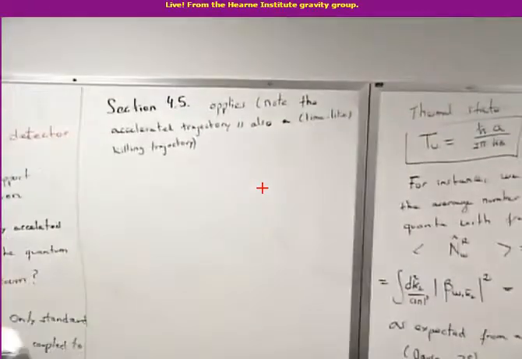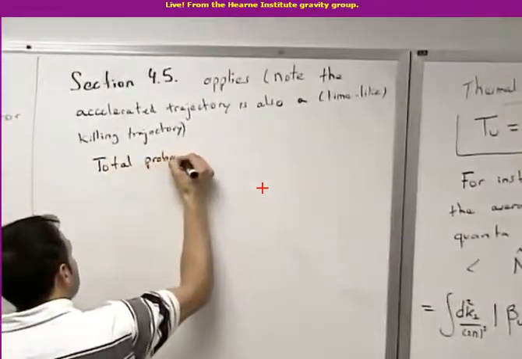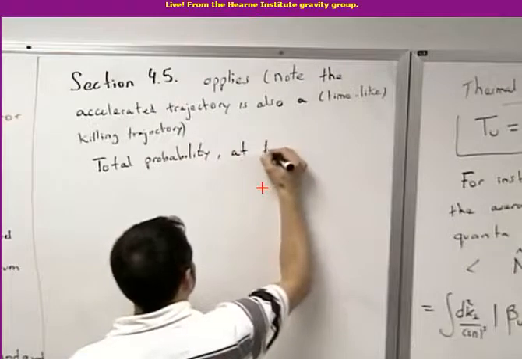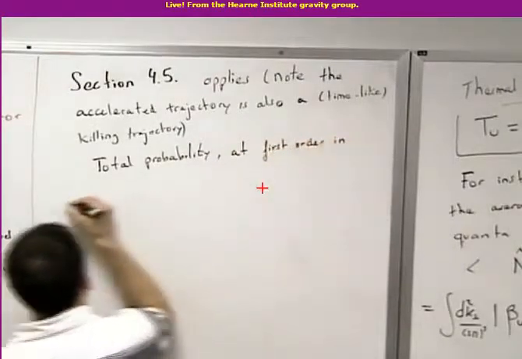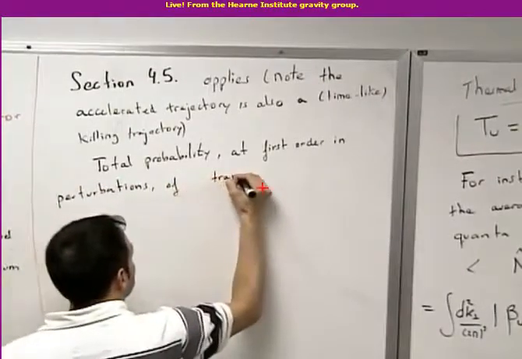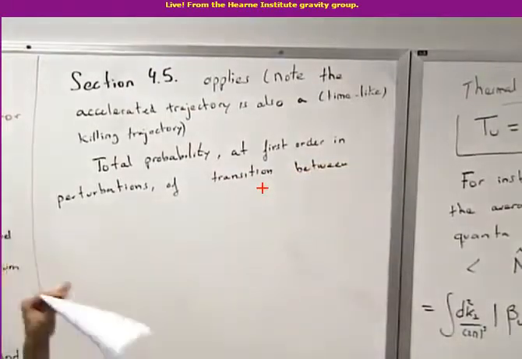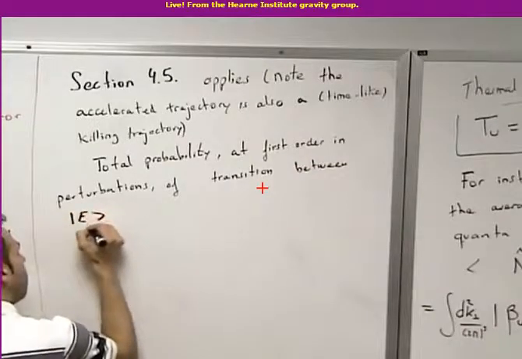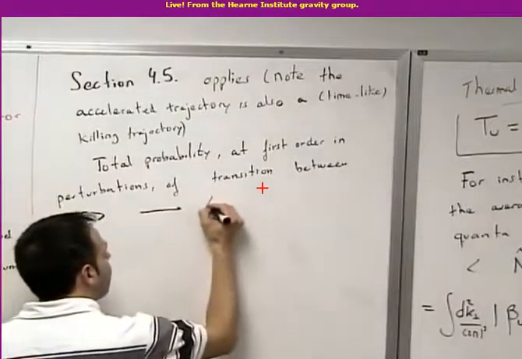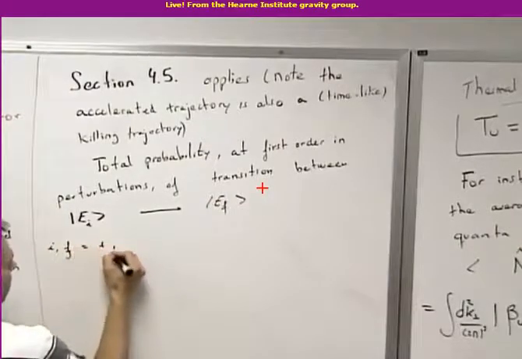So go to section 0.5, and there we computed the total probability at first order in perturbations of transition between, remember we had a detector with two energy levels, so I want the detector to go from the initial state, which can be the ground state or the excited, well, can be any of the two, to the other state, let me call it final, where final and initial both can be the ground or the excited.